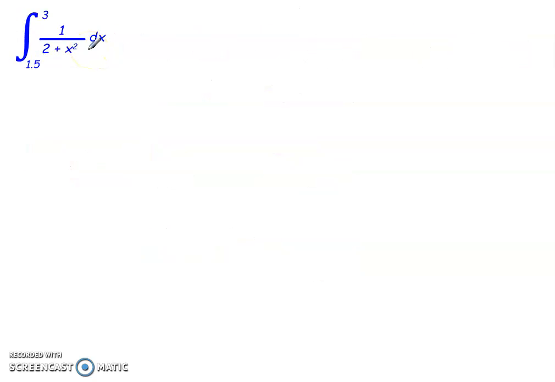Third and final one was a definite integral, so the integral from 1.5 to 3 of 1 over 2 plus x squared dx. Now this one is remembering another standard form we have. So the integral of 1 over a squared plus x squared dx, we know that that's given by 1 over a tan minus 1 of x over a, plus c. Now the plus c comes with an indefinite integral. Here we've got limits, it's a definite integral, so we can just exclude the plus c when we do it.